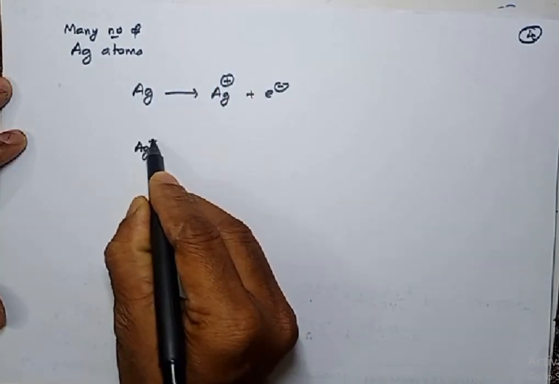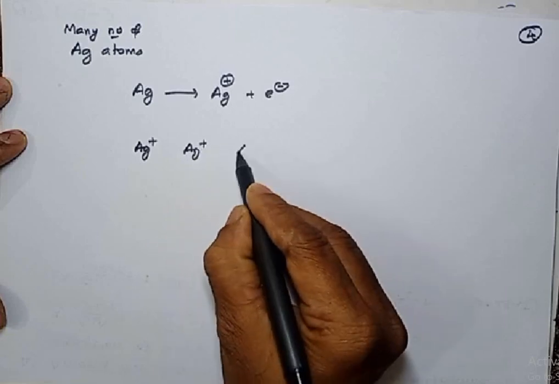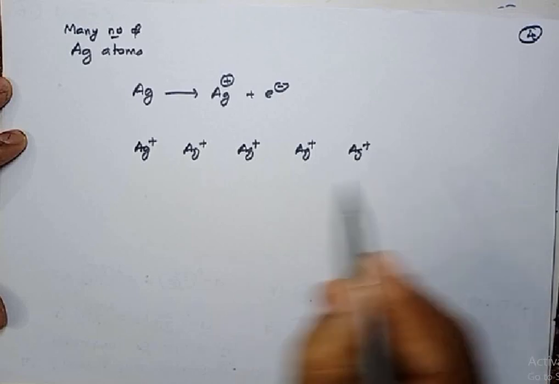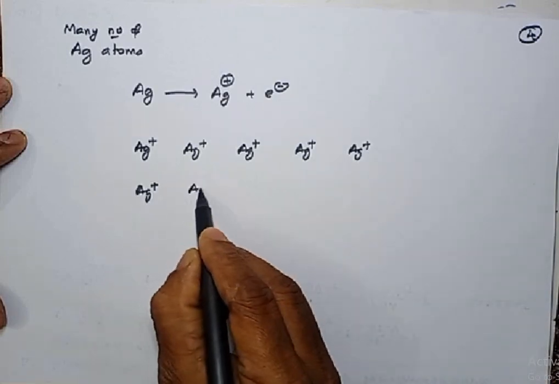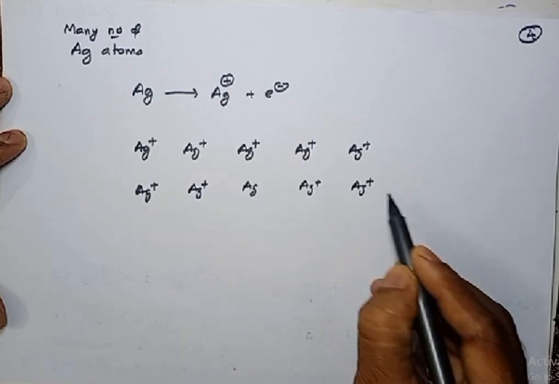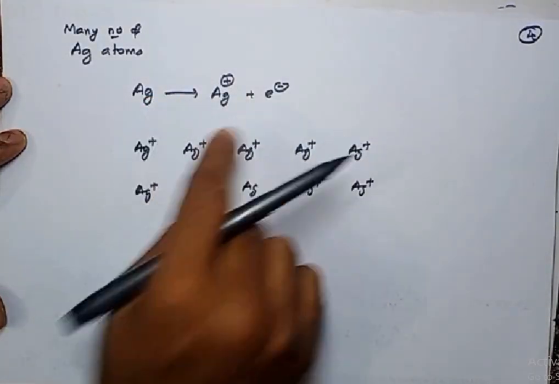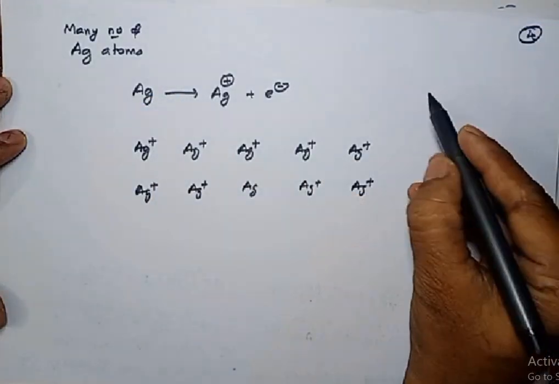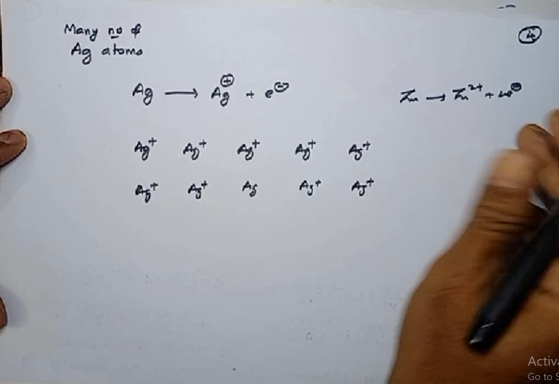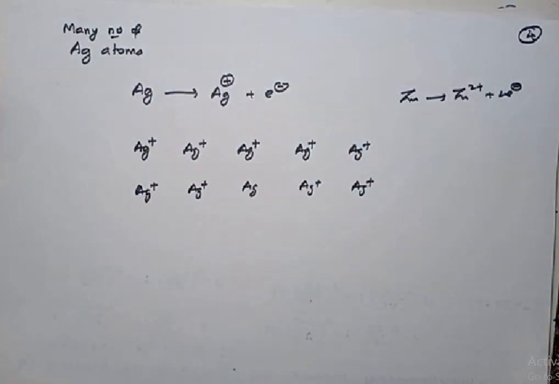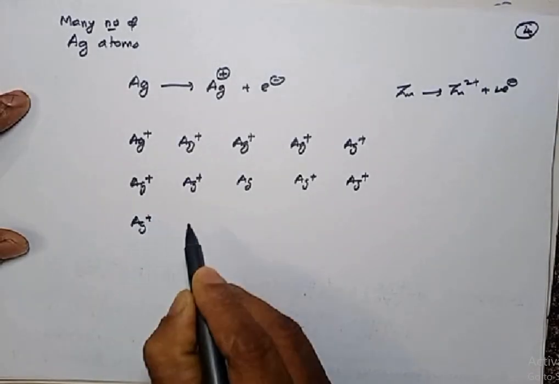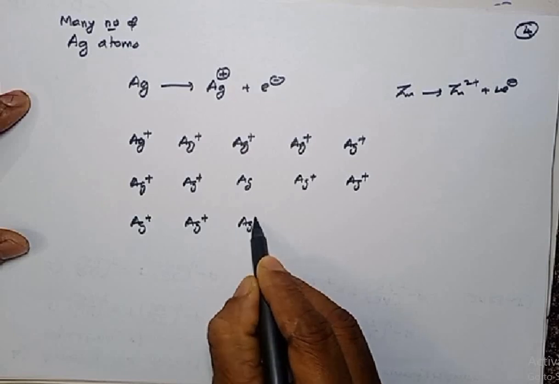See, Ag plus. All the lattice points are occupied by silver cations, Ag plus ions. We call them metallic cations. Each metal atom loses electrons. Listen, in the case of silver, each silver atom will lose one electron. But if you go to some other element, say zinc, each zinc will lose 2 electrons. So the number of electrons that a metal can lose depends on the valency of the metal.